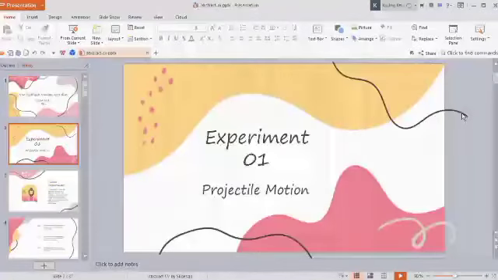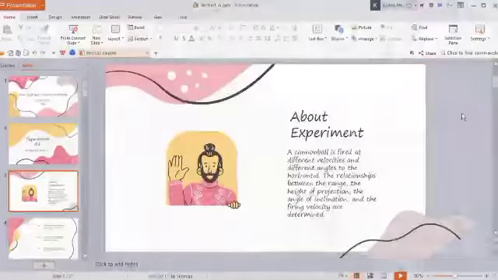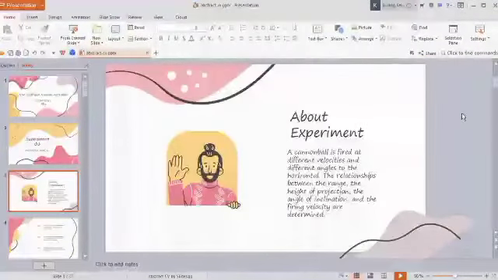So today I would like to demonstrate experiment 1, which is projectile motion. In this experiment, a cannonball is fired at different velocities and different angles to the horizontal. The relationship between the range, the height of projection, the angle of inclination, and the firing velocity are determined.